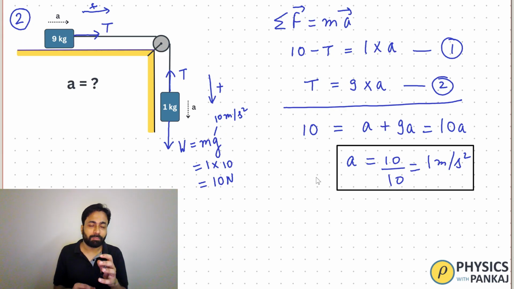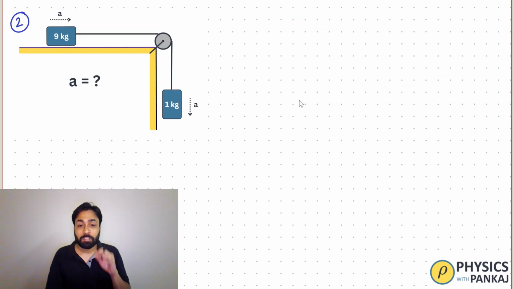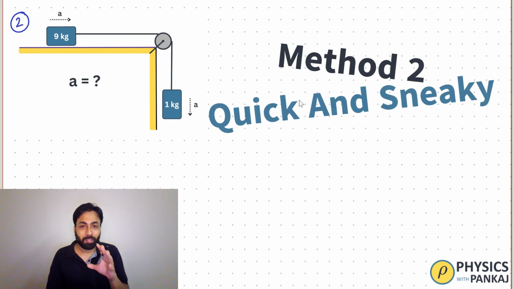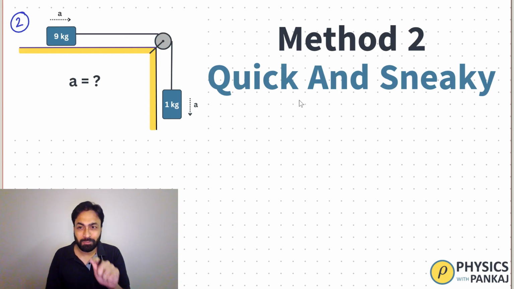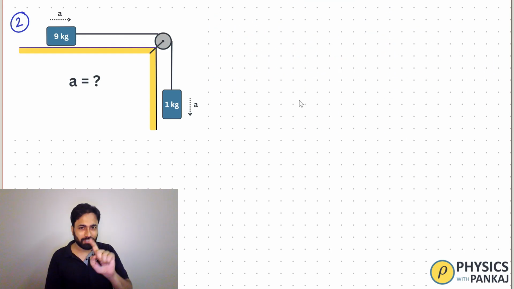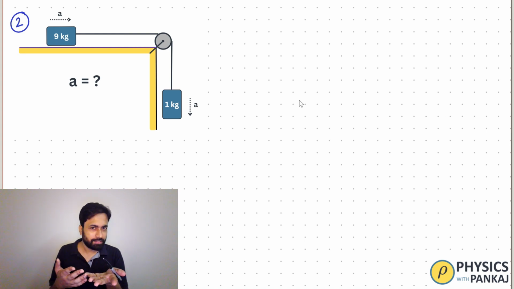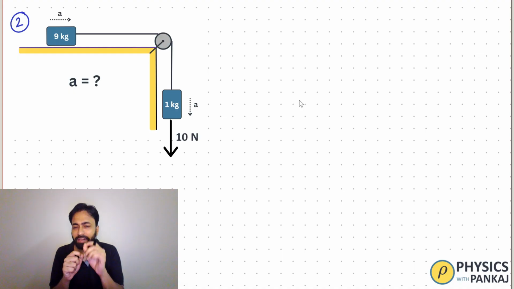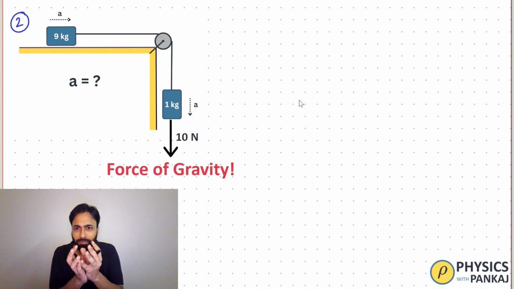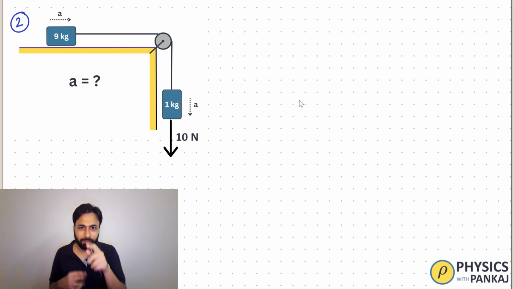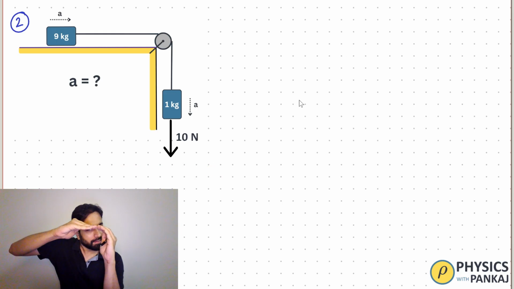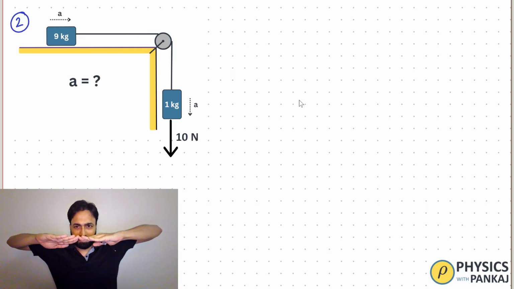Even though this method looks quite short, you would see that this problem can be solved using a much shorter method. So now, let's look at the quick and sneaky trick that I'm going to use to do the same question in just one equation. If you think about it, what is really moving this system? Like we discussed, it's just gravity that's trying to pull the 1 kg down. However, there is no force that's trying to stop it. So all I'm going to do here is take that string here and just straighten it up.